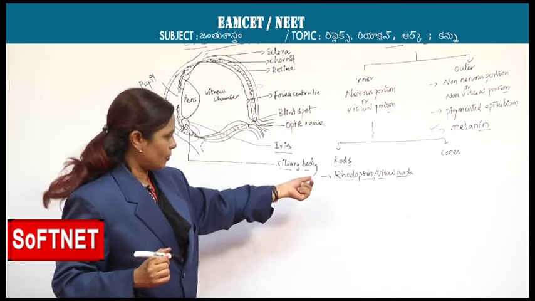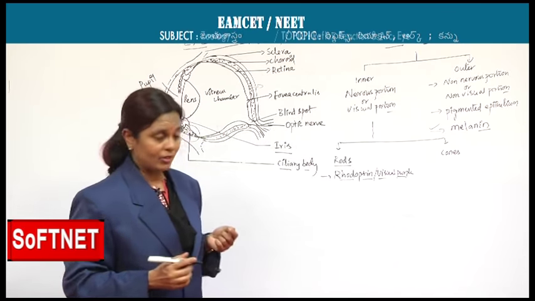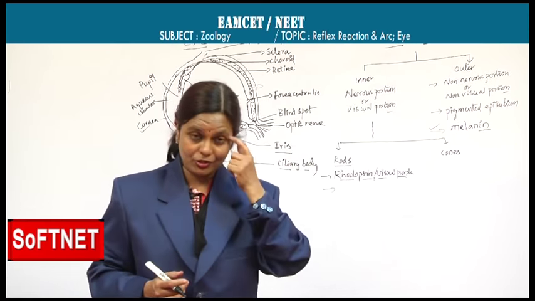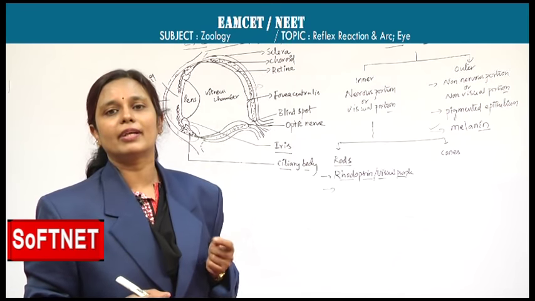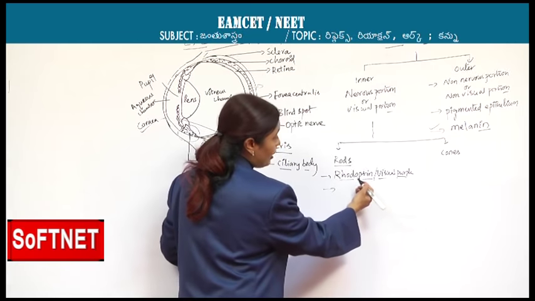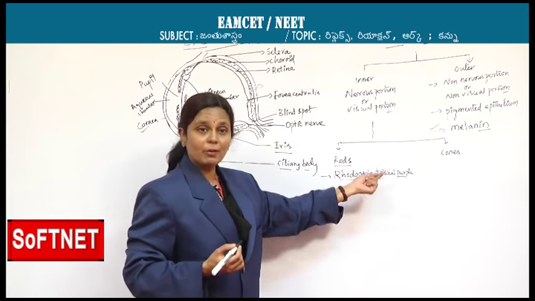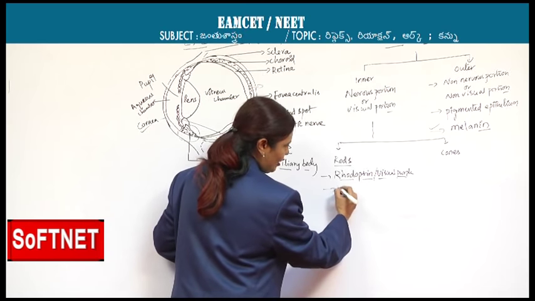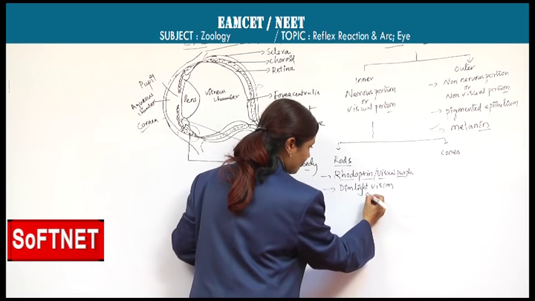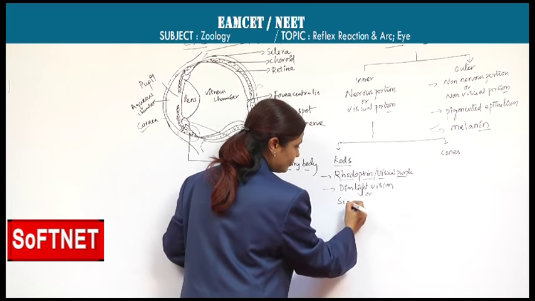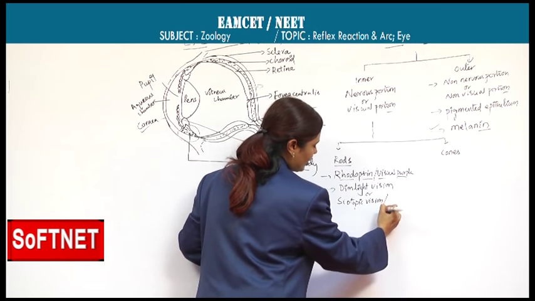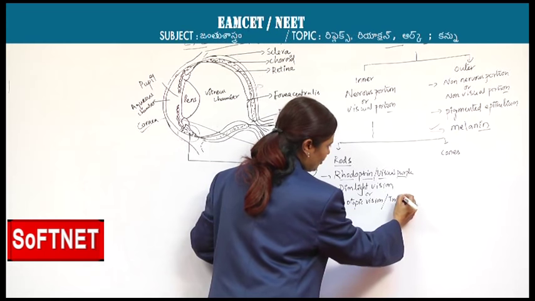Now this rhodopsin present in the rods is specialized in dim light vision, otherwise called twilight vision, otherwise scotopic vision. Rods with the pigment rhodopsin or visual purple are specialized in dim light vision, otherwise called scotopic vision, otherwise called twilight vision.